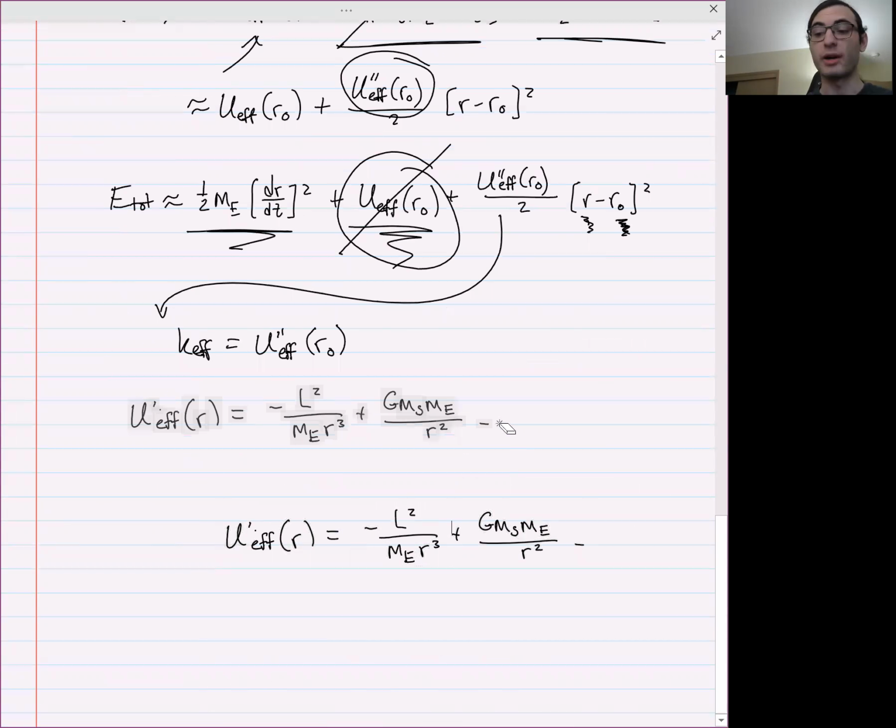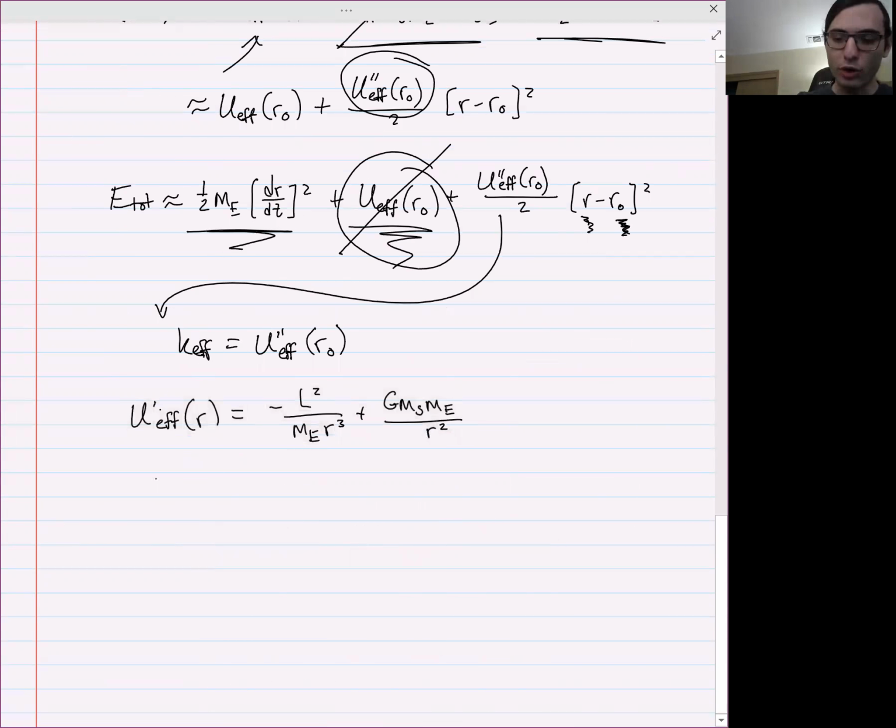We're not setting it to 0 this time. This time we're just evaluating. So one more derivative would give us the second time derivative of the effective potential, which is, well, we would get a factor of 3 in the numerator, 3L squared over me r to the 4th. And we have a minus 2 gms me r cubed. And then we would just plug in r naught.